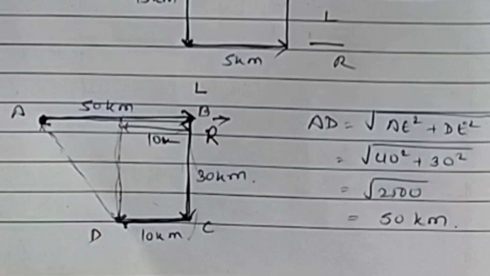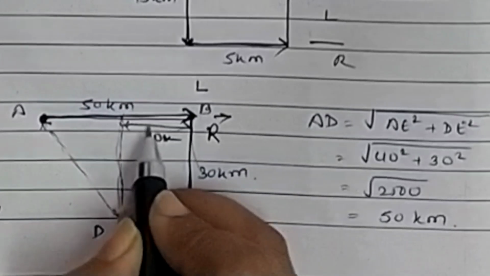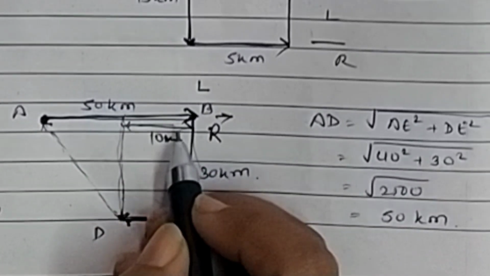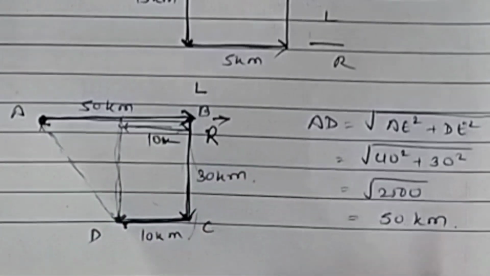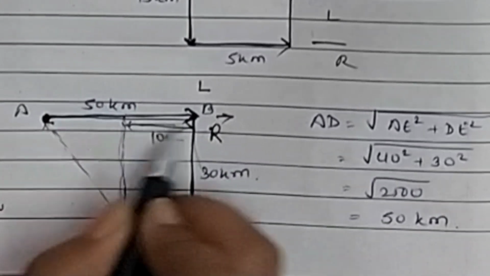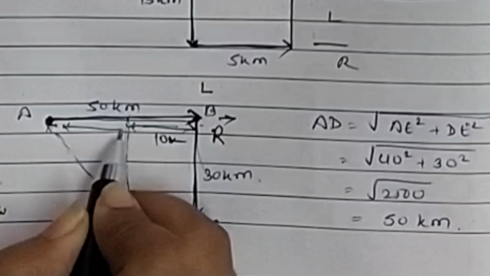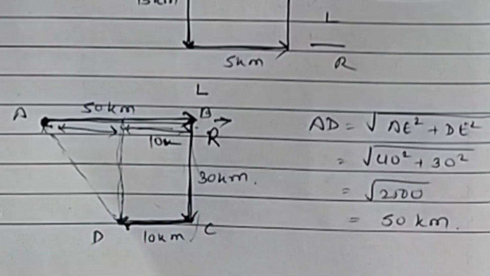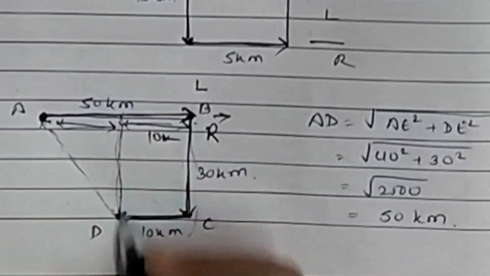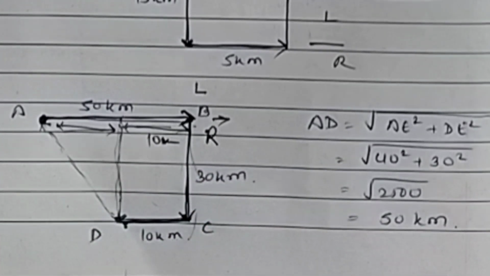So here this is 10 kilometers. Then if we subtract 10 kilometers from the whole, we will be able to find this distance, which is 40 kilometers. So we have the base and the height: height is 30 kilometers, base is 40 kilometers. So it is very easy to find the hypotenuse.